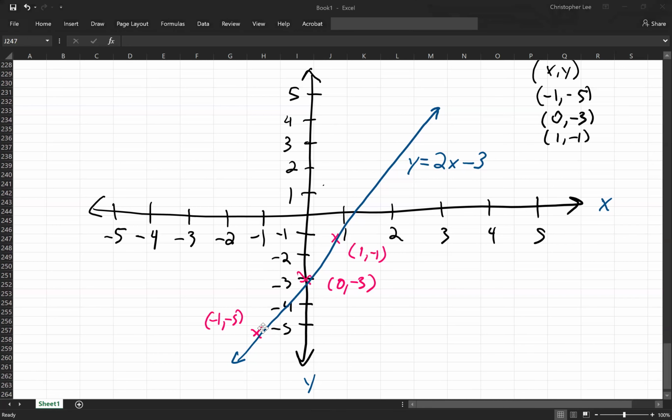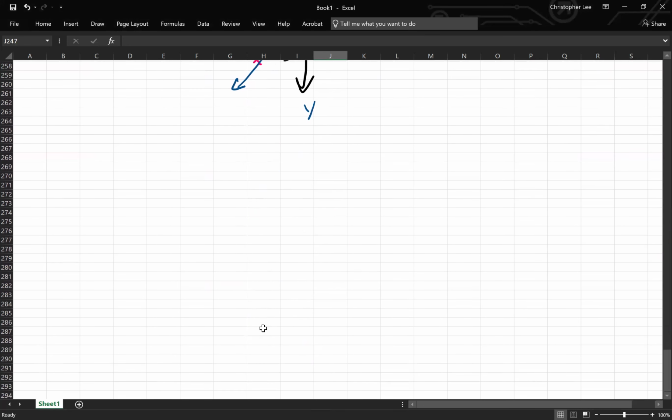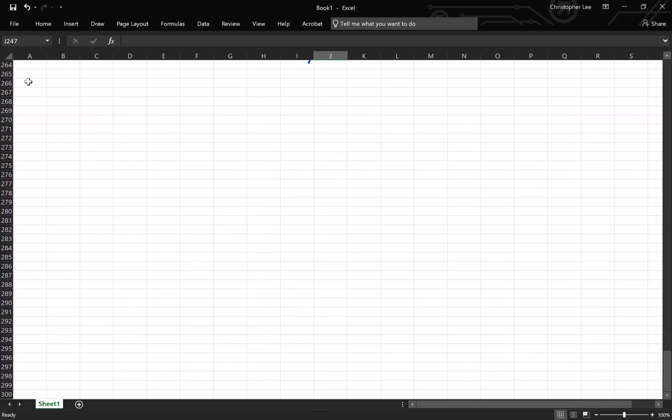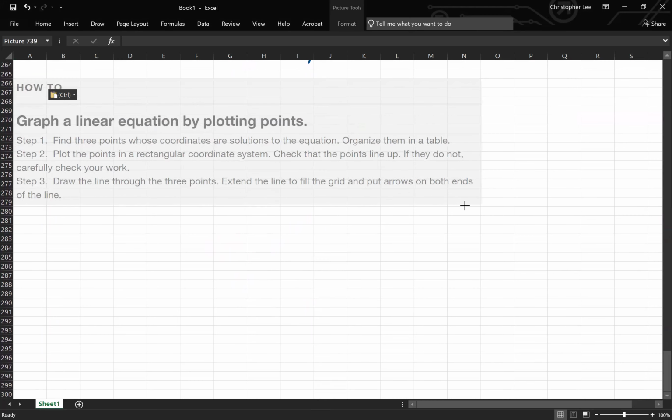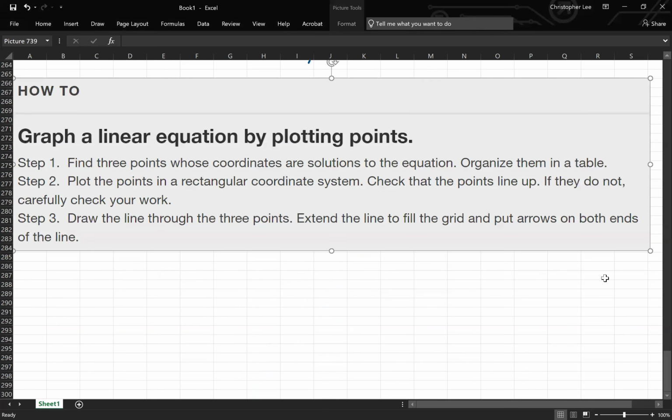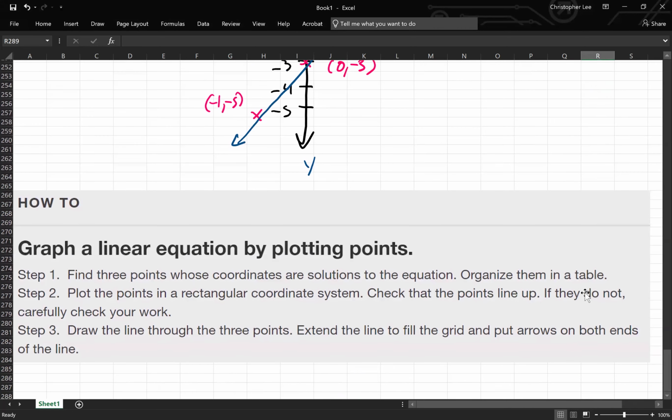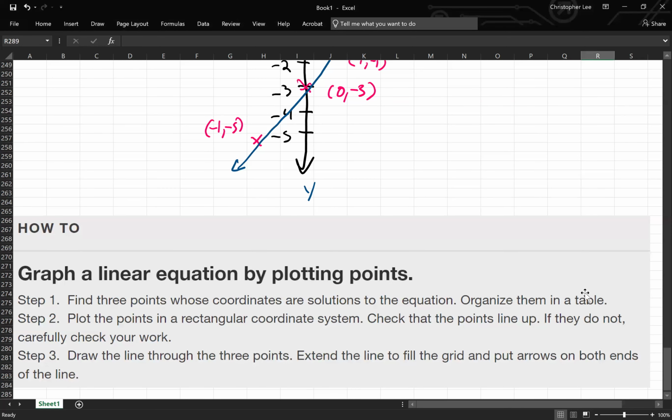So real quick, I just want to give you guys some notes on how to graph a linear equation by plotting points. Step one, you want to find 3 points whose coordinates are solutions to the equation. Organize them in a table, right? Step two, you want to plot the points in a rectangular coordinate system. Check that the points line up. If they do not line up, carefully check your work, right?